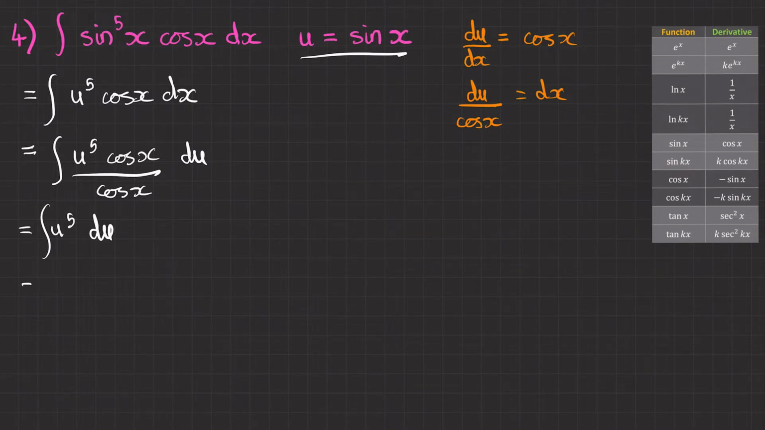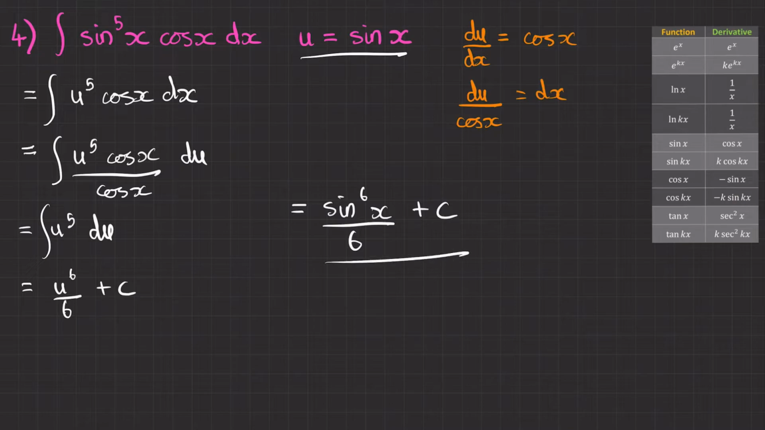We can integrate this really nicely now, so that'll be u to the 6 over 6 plus c. And finally substitute in our u value back in, so it equals sine to the 6 x over 6 plus c.